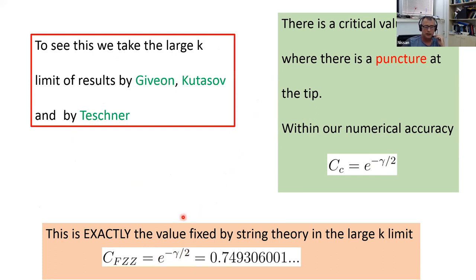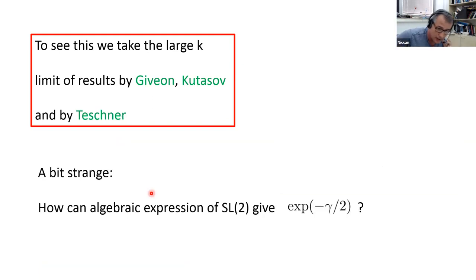The way that you do that calculation is you take some results by Giveon and Kutasov and by Teschner from some years back. They have some expression, you take the large K limit and this is what you get. For the experts, they basically take advantage of the algebraic structure of the SL2, and they get some expressions. Since they come from algebraic considerations, it's very hard to see how a number like this can appear.